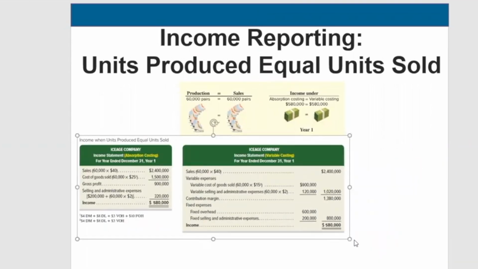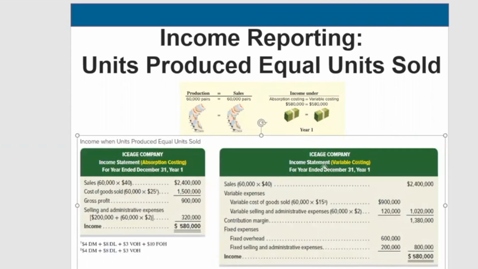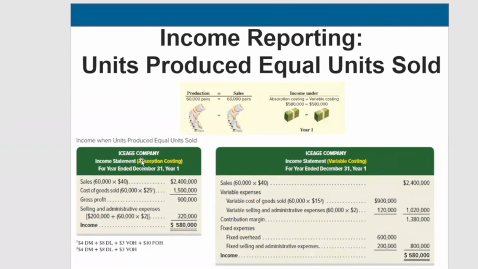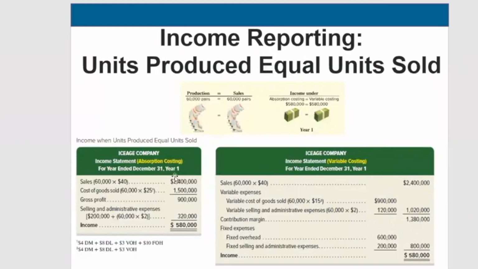And this is what our income statements will look like under both variable and absorption costing. Under absorption costing, and remember, this is the correct income statement. This is what, for financial reporting, for GAAP, for investors, creditors, this is what they want to see. We sold 60,000 units. Guess what we sold them for? $40 a piece. That was given to you right here. The sales price, $40 a piece. So to get the sales, it's like that.